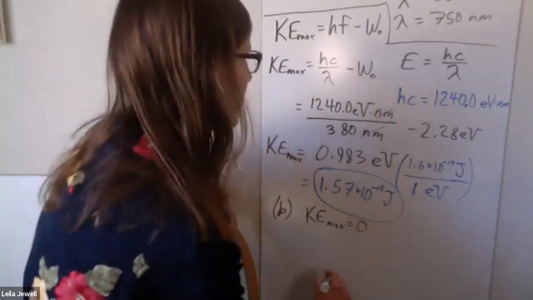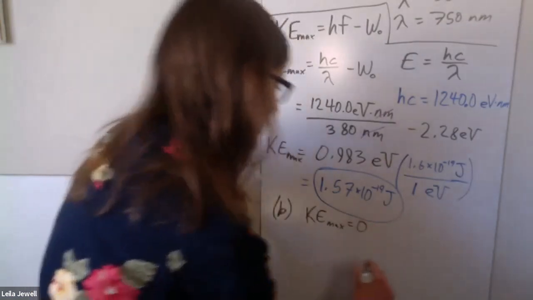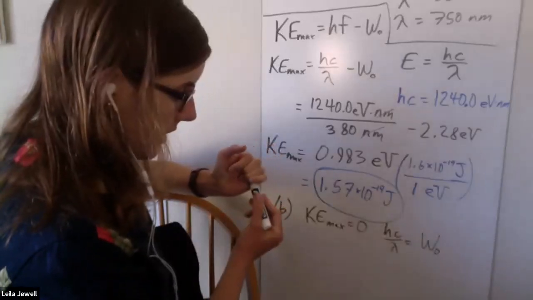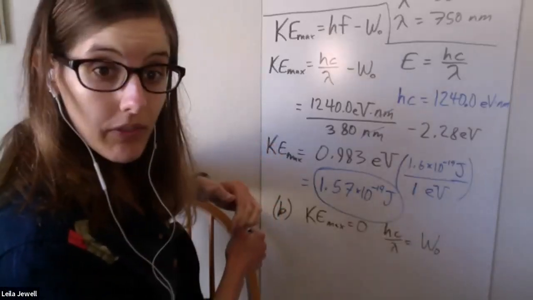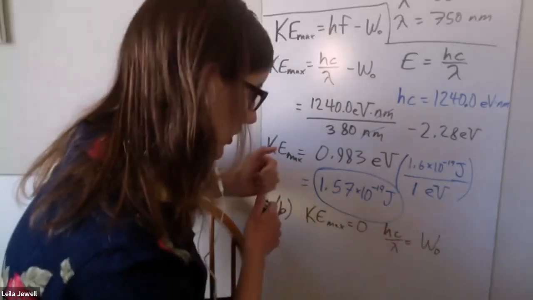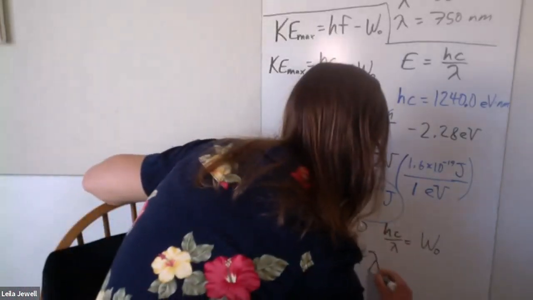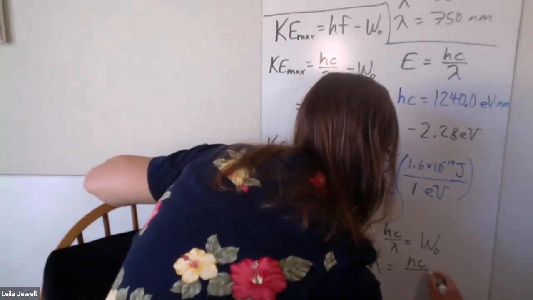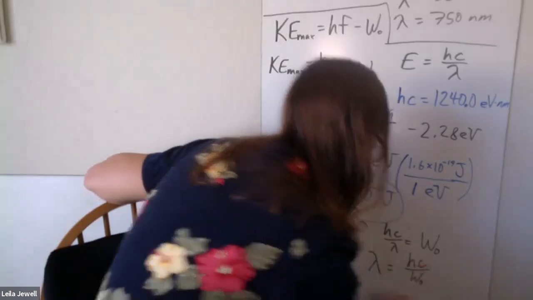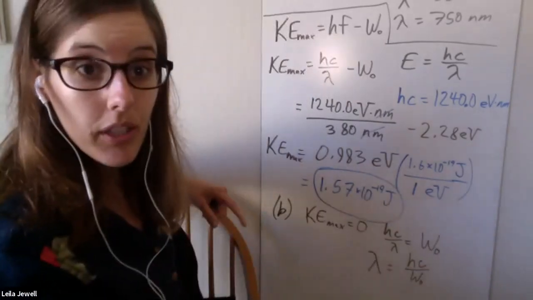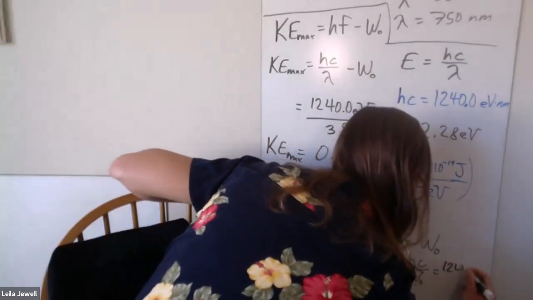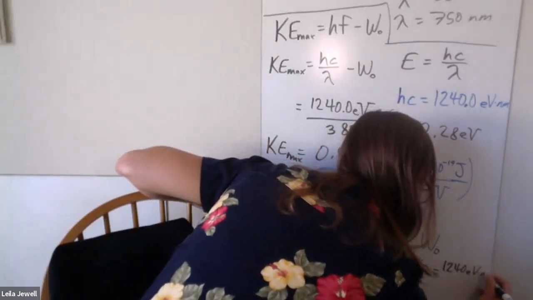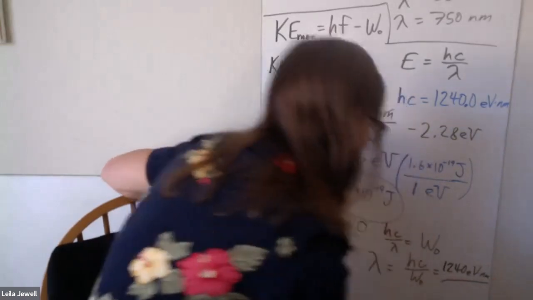And now we'll just have that hc over lambda is equal to the work function. So I can now solve for wavelength by swapping it with the work function. I'd get that wavelength is equal to hc divided by the work function W naught. And this is something I can, again, plug in my 1240, and it makes my life a lot easier. So 1240 electron volt nanometers divided by my electron volts of 2.28.